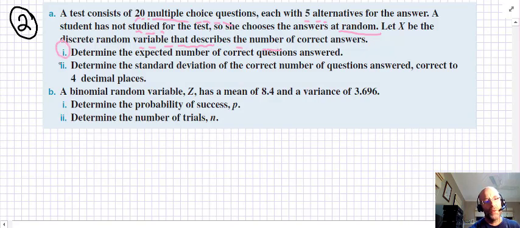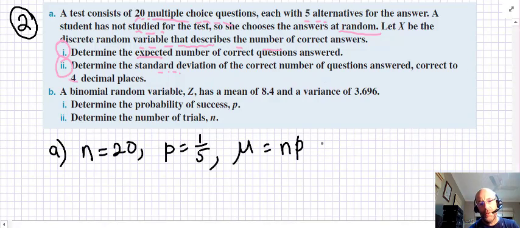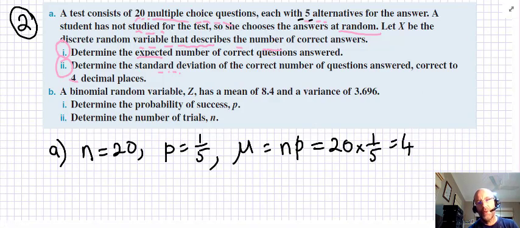So we have to do two things with this first part. Determine the expected number of correct answers, that's the mean, and determine the standard deviation of the number of questions answered correctly, and take it to 4 decimal places. So let's do that. Pretty easy. There are 5 alternatives, so 1/5 is p. So we've got 20 times a fifth, which is 4. So we expect to get 4 right. That's not many. If we expect to get 4 right out of 20, we don't really expect to pass.